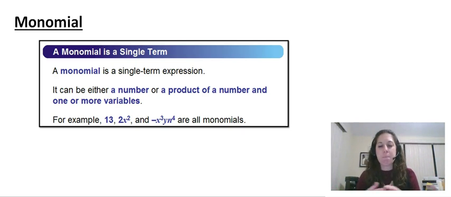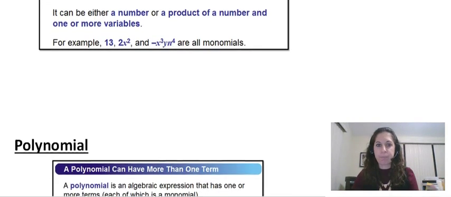The first thing is a monomial. A monomial is a single term expression. So it can be a constant, it can be a product of numbers, it can be one or more variables. So for example, the number 13, 2x squared, negative x to the third times y to the fourth. There is nothing being added or subtracted. So there's not the operation of adding and subtracting.